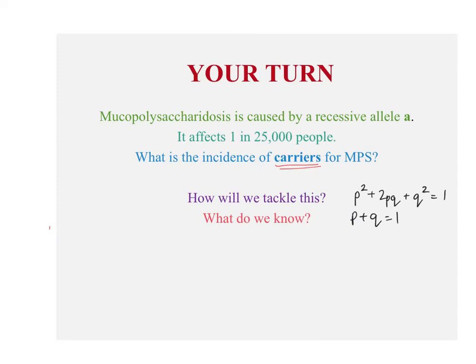Think about what it means to be a carrier. Think about what it means for a recessive allele to cause a disease. Look at the incidence of it, and we're looking for those carriers. So you can pause, maybe spend 5 minutes having a go, and then I'm going to show you how to do it on the next slide. So pause now, play again when you're ready.